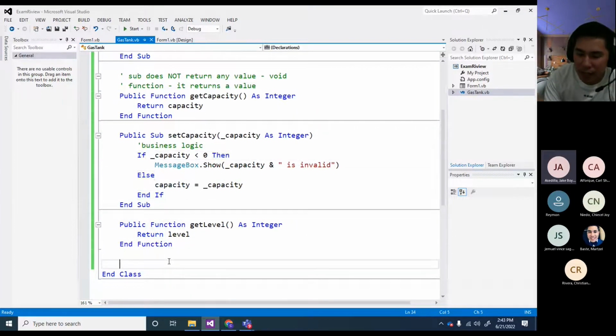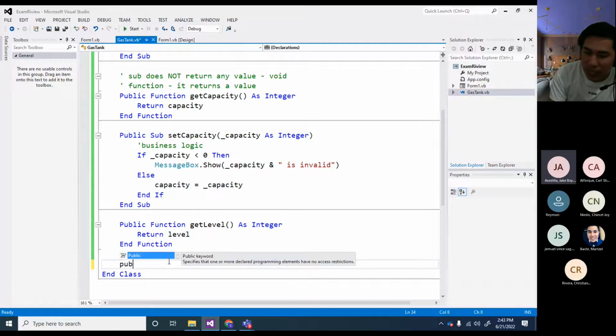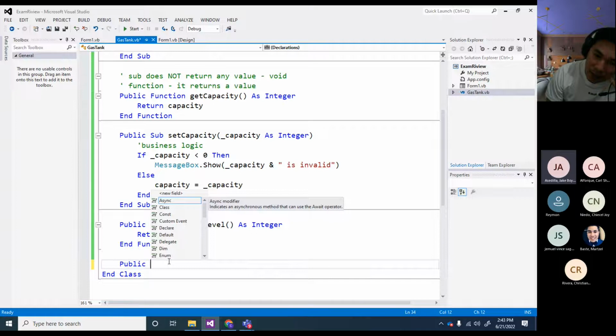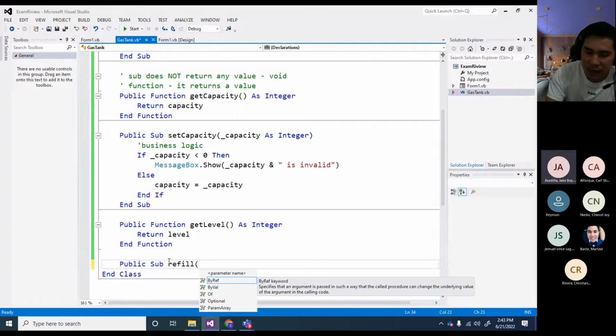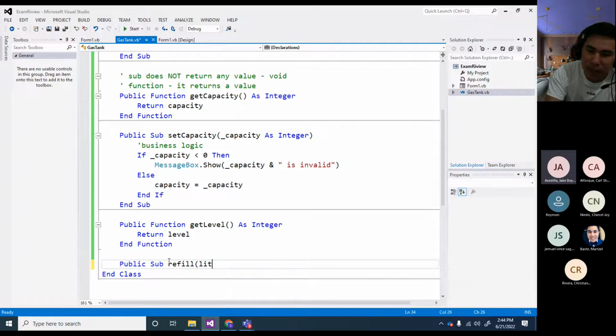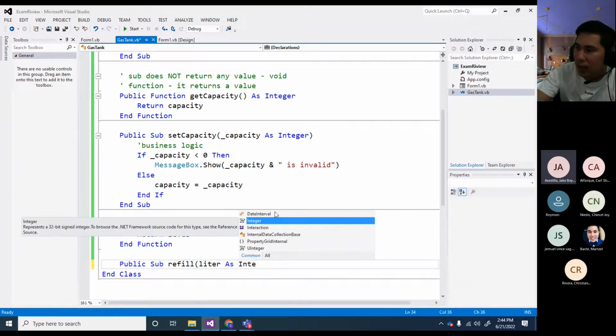So let's have here, magpatubil na ta, no? So public, butangan na to og simulation na magtubil ta. Unsa man na, refill na no, or fill. Unsay mas gwapo na term? Refill na lang. So they have, let's say, liter as integer.